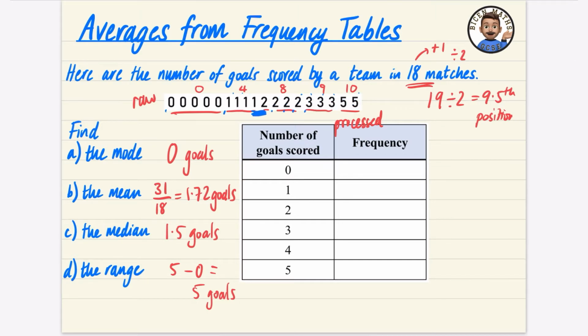So it looks like we have 5 zeros. So I'm going to just say for the frequency that there are 5 of them. There are 4 1s, 1, 2, 3, 4. There are 4 2s. There are 3 3s. There are no 4s in that list, and there are 2 5s.